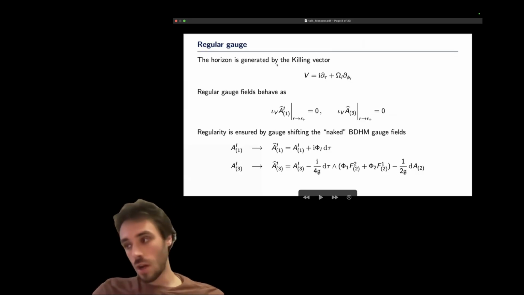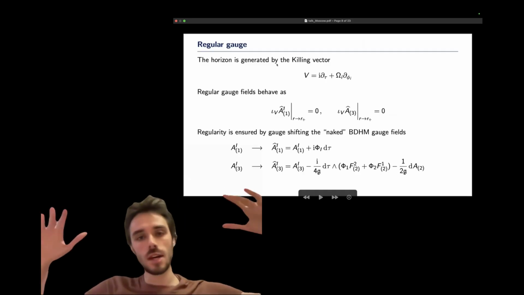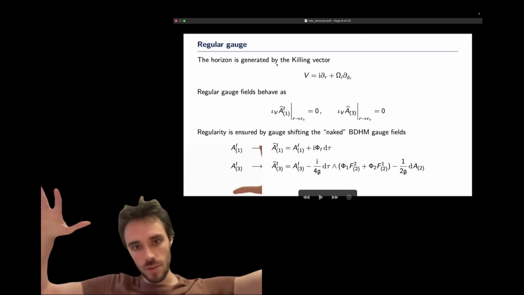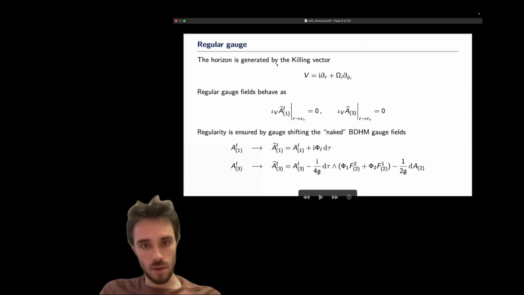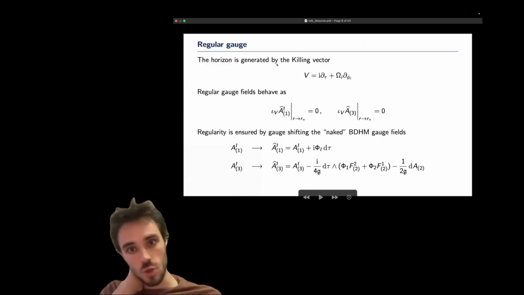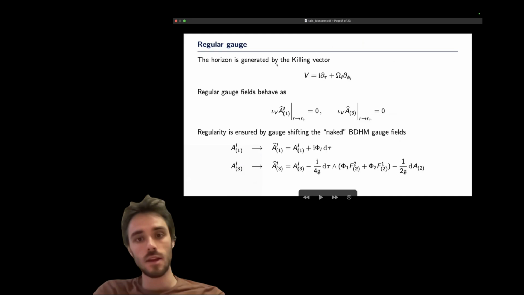In addition, holography is teaching us that you set up your boundary conditions at infinity, and then you have to fill up the space-time with regular stuff. Nothing should blow up. The metric doesn't blow up, we already saw that. But we should also demand that the gauge field doesn't blow up. Any contractions of the gauge field at the horizon should be finite. All of this amounts to saying that if the horizon is generated by this Killing vector, the contraction of this Killing vector with all of the gauge fields on the horizon must vanish.